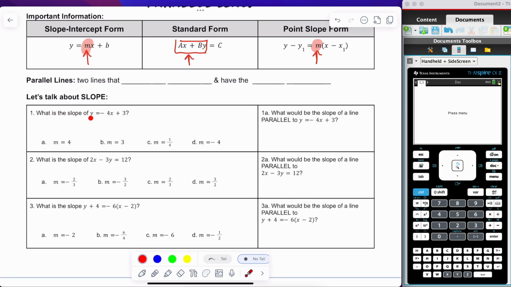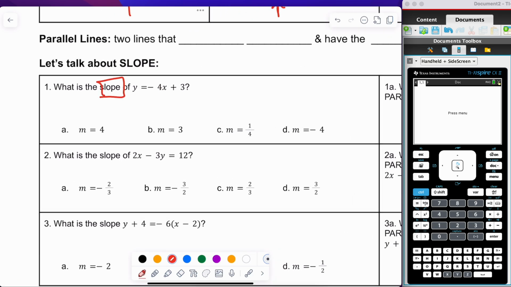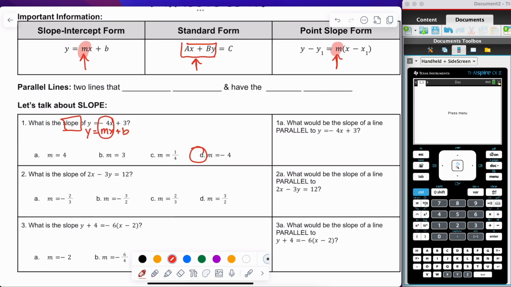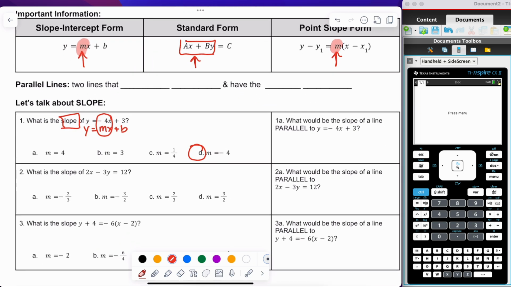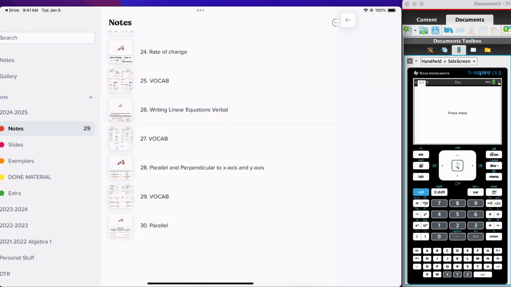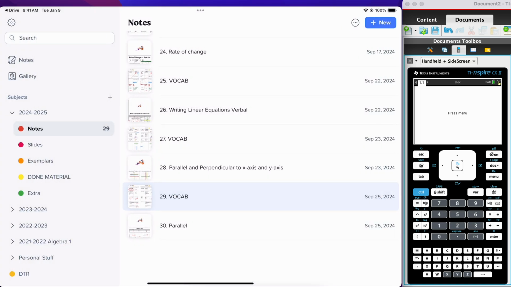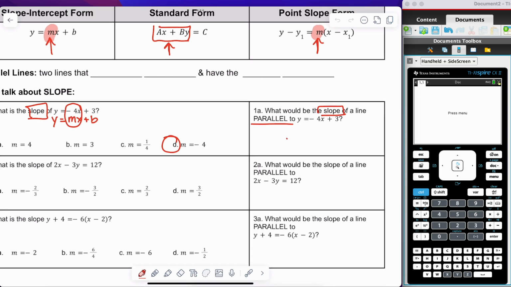Okay, so the first one. What is the slope of y equals negative 4x plus 3? It's saying find the slope. My slope is, if we rewrite it, y equals mx plus b. That negative 4 is with my x, so my slope is negative 4. What would be the slope of a line parallel? Remember, we just saw this. Parallel means same slope. So, our m should be negative 4.